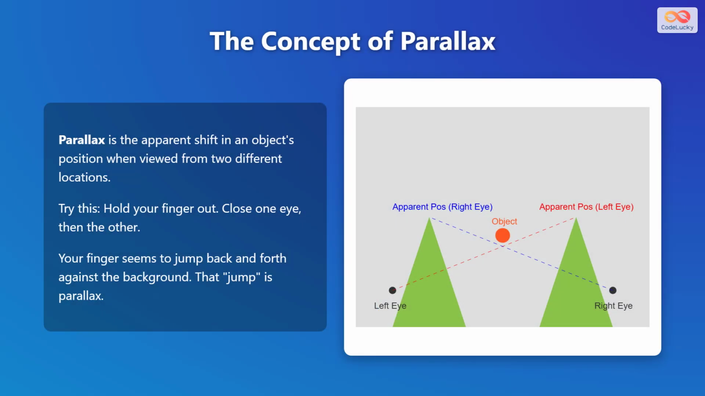To understand the method, we first need to understand parallax. This is something you experience every day. Hold your finger out in front of your face. Close one eye, then the other. Notice how your finger seems to shift position against the background. That shift is called parallax. The closer your finger is to your eyes, the bigger the shift.